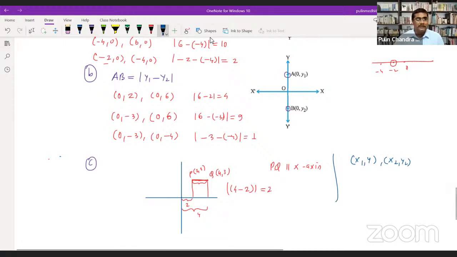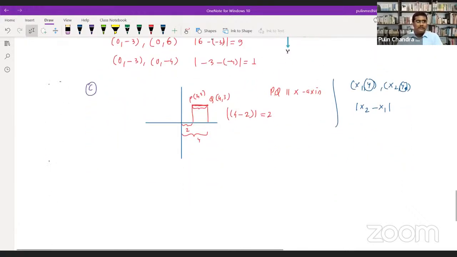y2 nahi hai ye, y hona chahiye. Sorry, just a minute. This is y. So if both these are equal, that is going to indicate that you are going to have points which are in the same line parallel to x-axis. So in that case, the distance will be simply calculated bigger x2 minus smaller x1, right? The same cases now can be visualized for y-axis as well. So these are the different cases.